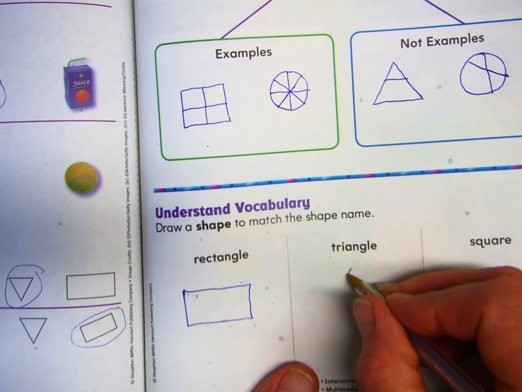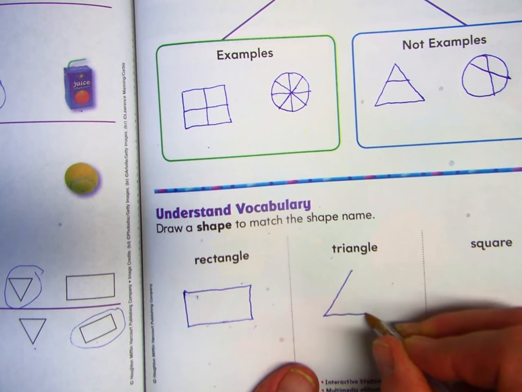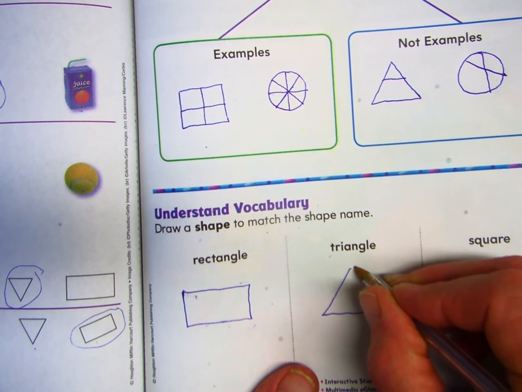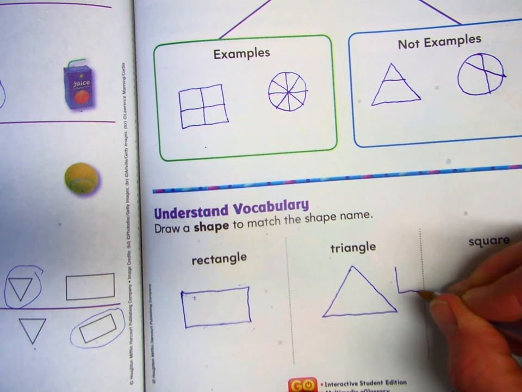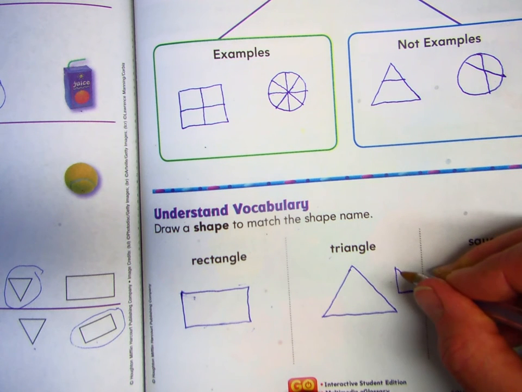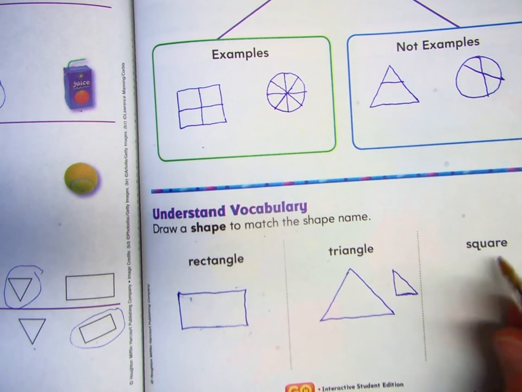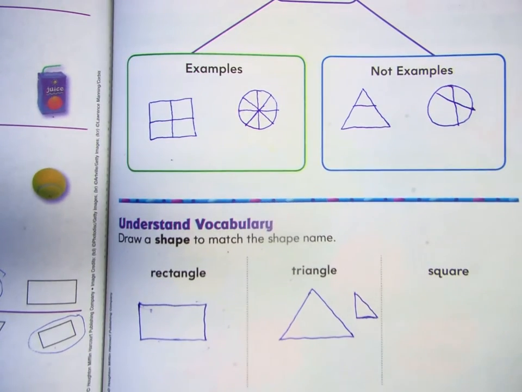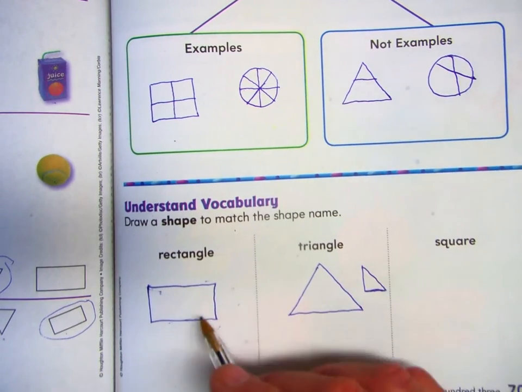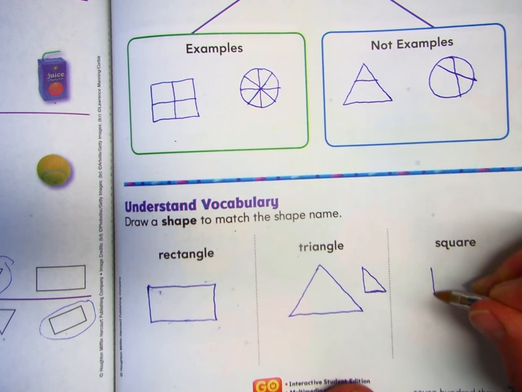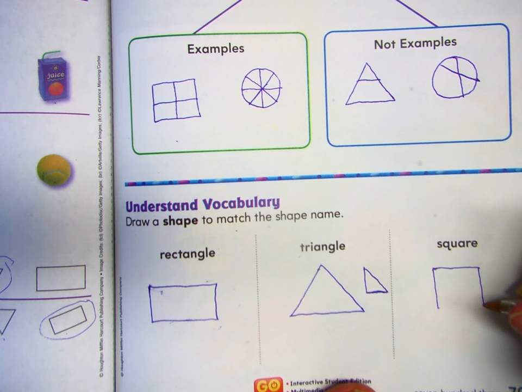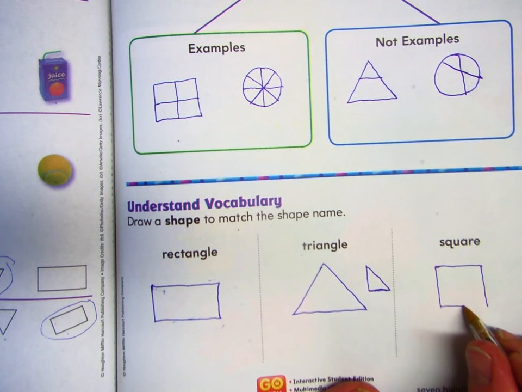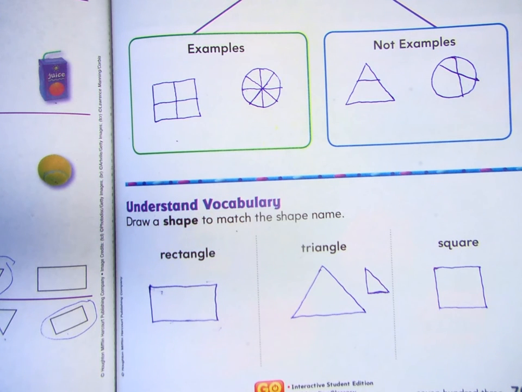Triangle. You can make a triangle like this. Almost like a house, the top of a house. You could have done a triangle like this. This is called a right triangle because it's got a stand-up side. How about this one? Can you do that one by yourself? A square is a special rectangle where all the sides have to be the same. That's hard to do. That's pretty good. That's a square. All four sides are the same.